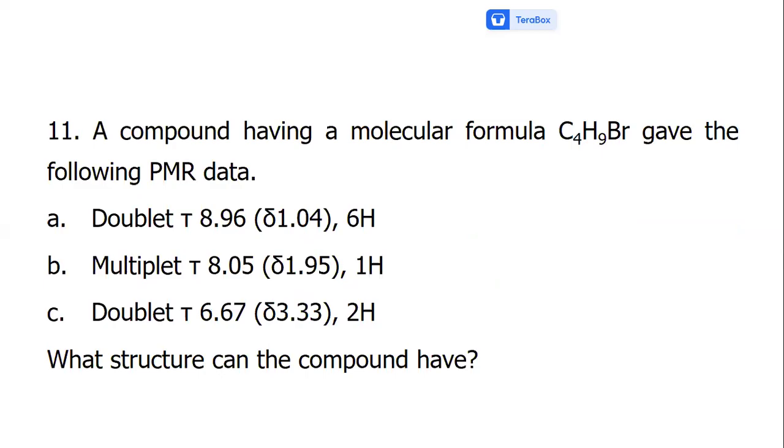A compound having a molecular formula C4H9Br gave the following PMR data. Doublet, tau value 8.96, delta value 1.04, 6 hydrogen. Multiplet, tau value 8.05, delta value 1.95, 1 hydrogen. Doublet, tau value 6.67, delta value 3.3, 2 hydrogen. What structure can the compound have?